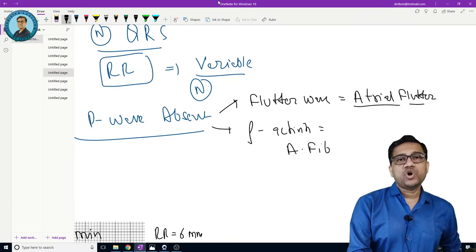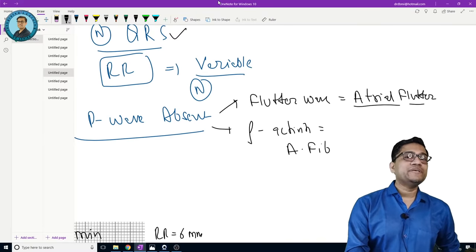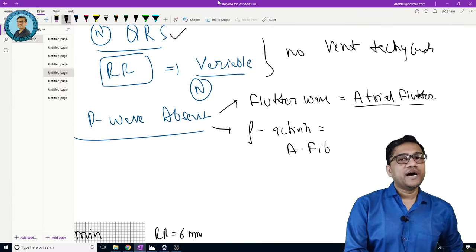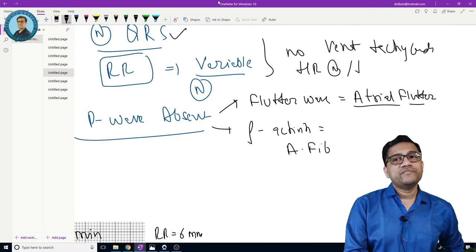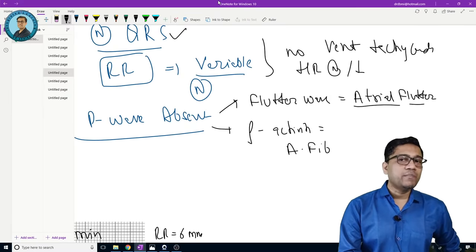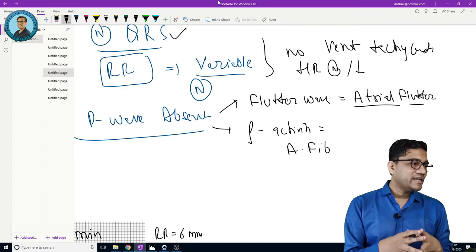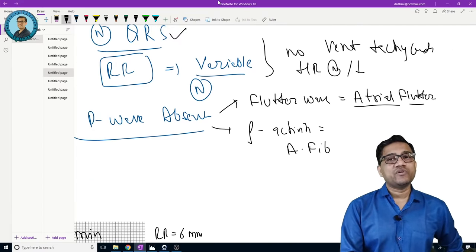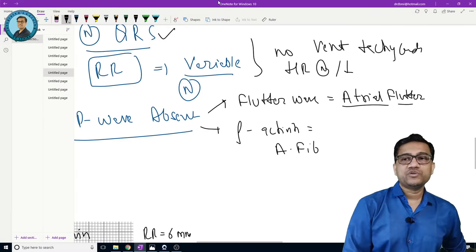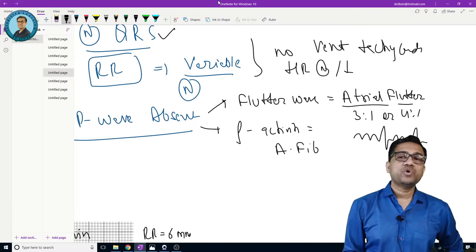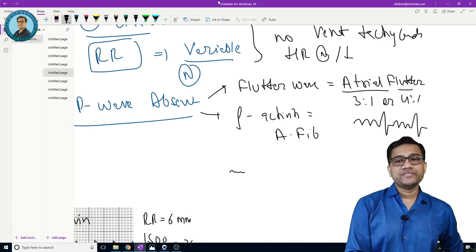So if there is a normal QRS and the RR is normal, that means there is no ventricular tachycardia. The heart rate is either normal or less, or even if it is increased, not more than 100. So that's why there is no tachycardia, and there is a flutter wave. What is the ratio of this flutter wave? 3:1 or 4:1, like this. This is called the flutter.